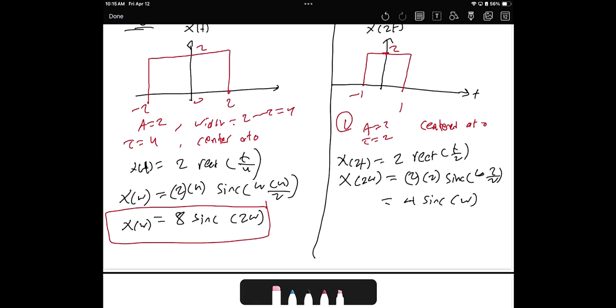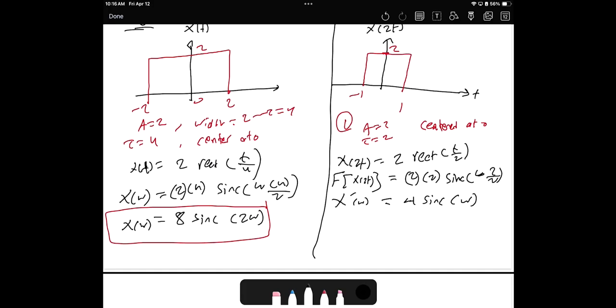And I would like to write X of 2 omega. I prefer to write, sometimes, X bar of omega, something like that, because I don't want to write it as X of 2 omega, to be understood as something different.